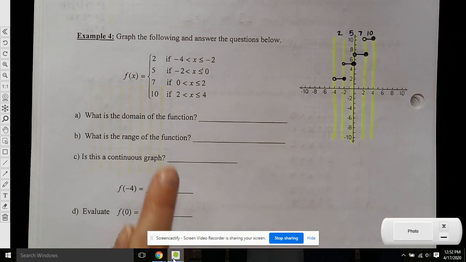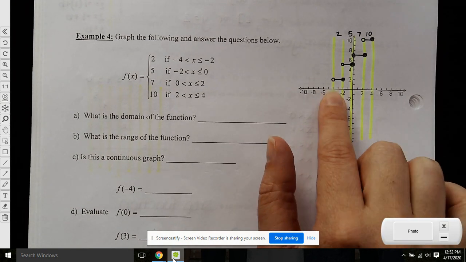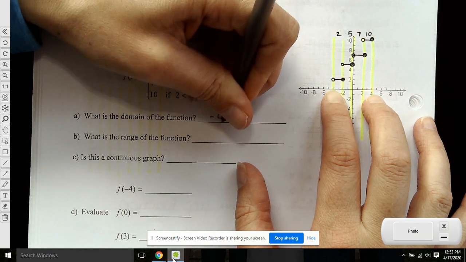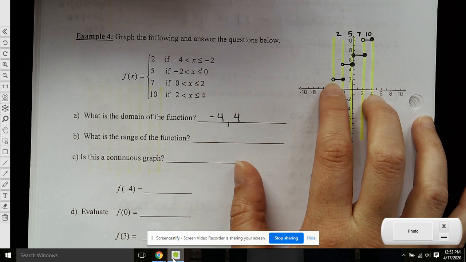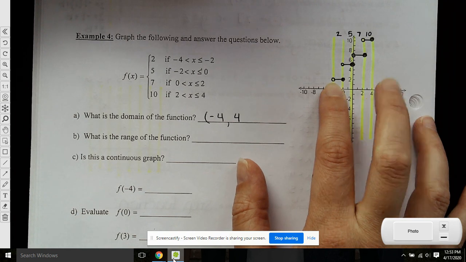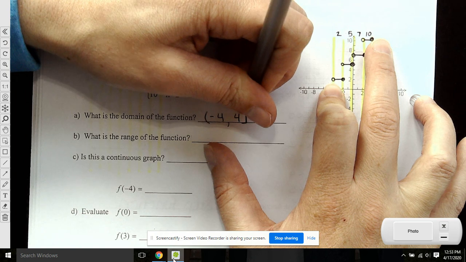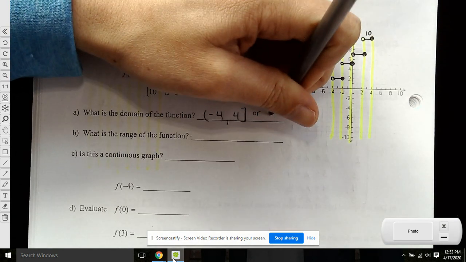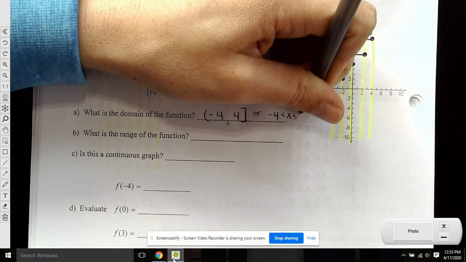So now the domain's a little bit different in this one. Like I said, it only goes from -4 to 4 in the x values. So I know it goes from -4 to 4. Now I also can see at -4, I have an open circle. So that one is going to be a parenthesis. At 4, I have that closed circle. That one is going to be a bracket. The other way you can write this is -4 is less than x is less than or equal to 4.